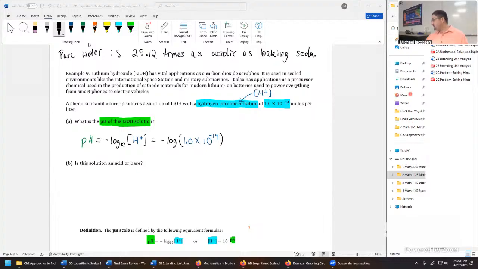Echo says this problem is cursed. We should definitely leave it off the final. Probably not the worst idea.